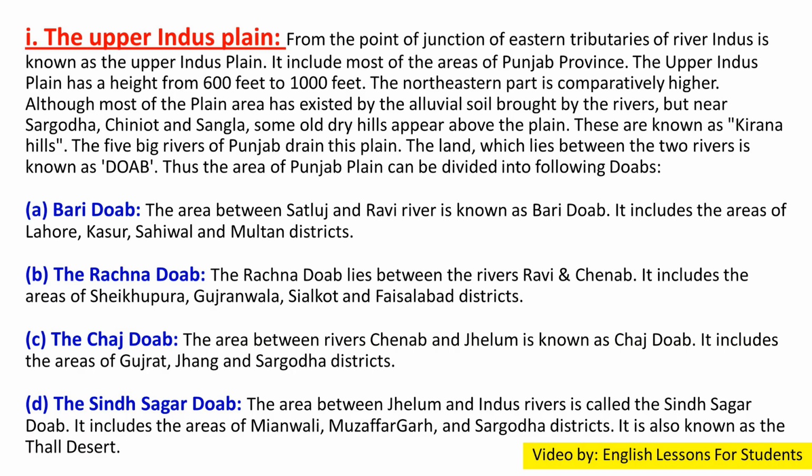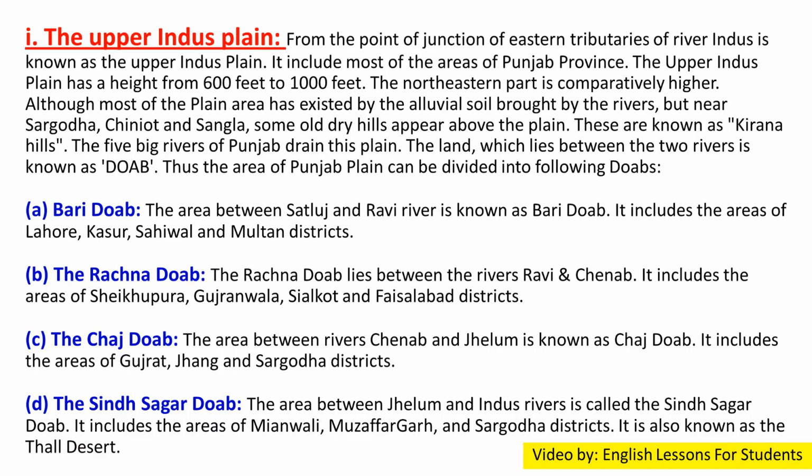Number 1 is the Upper Indus Plain. The area from the point of junction of the eastern tributaries of river Indus is known as the Upper Indus Plain. It includes most of the areas of Punjab province. The Upper Indus Plain has a height from 600 feet to 1000 feet. The northeastern part is comparatively higher, although most of the plain area has been formed by the alluvial soil brought by the rivers. But near Sargodha, Chiniot, and Sangla, some old dry hills appear above the plain. These are known as Kirana Hills.